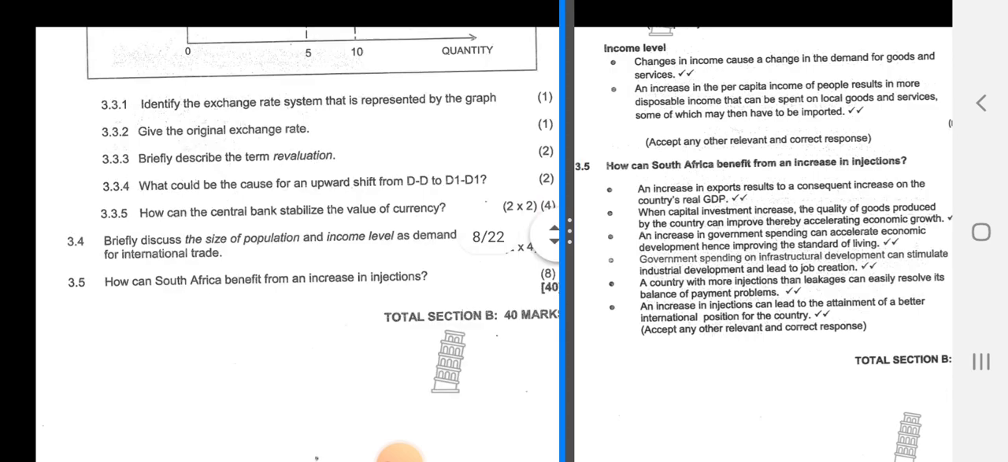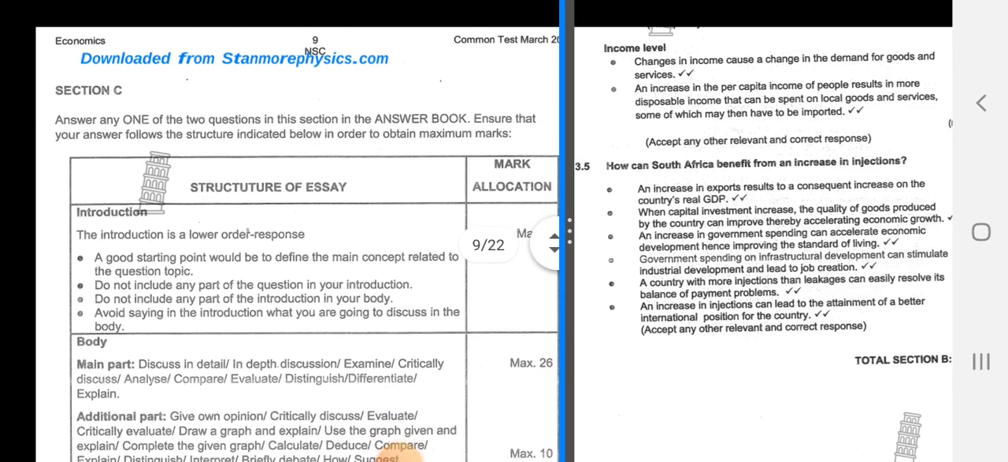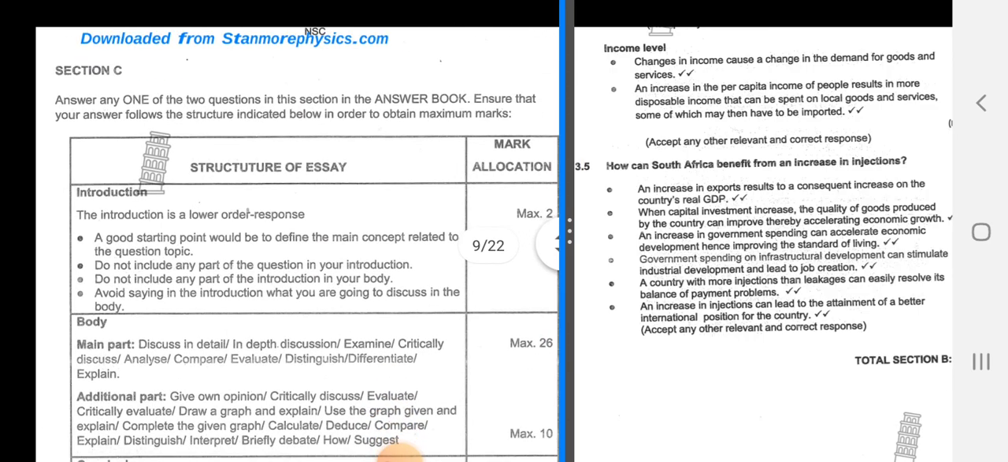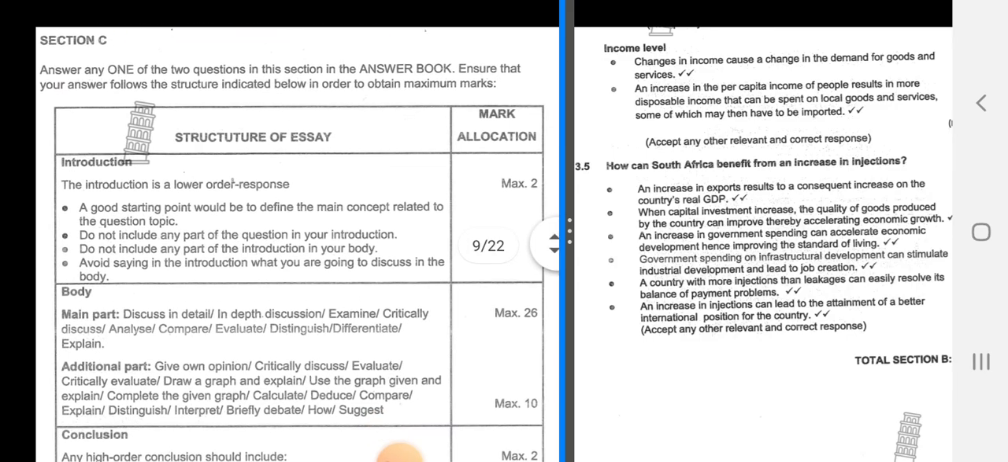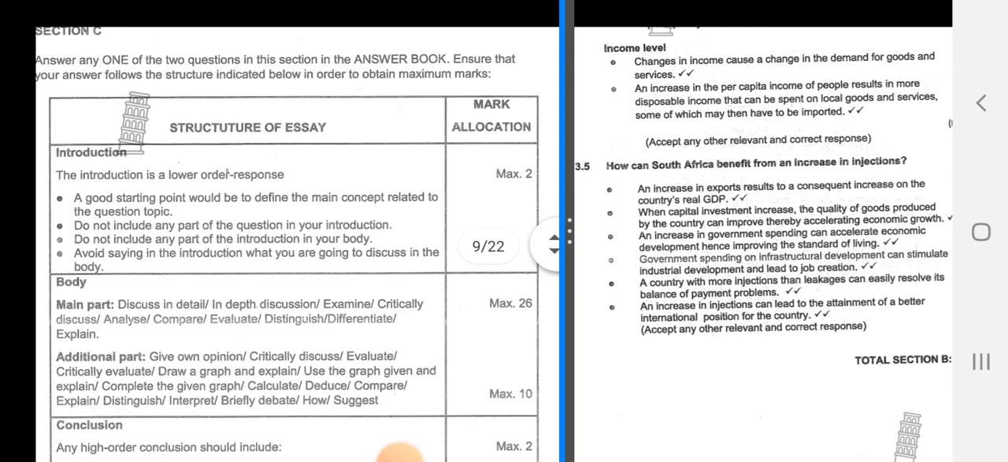So any other relevant answer, you'll go through that. And here we have section C. So answer one of the two questions in this answer book. Ensure that your answer follows the structure indicated below.